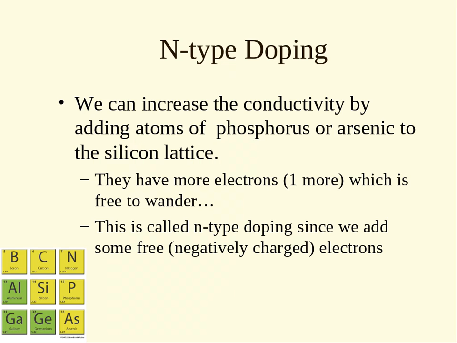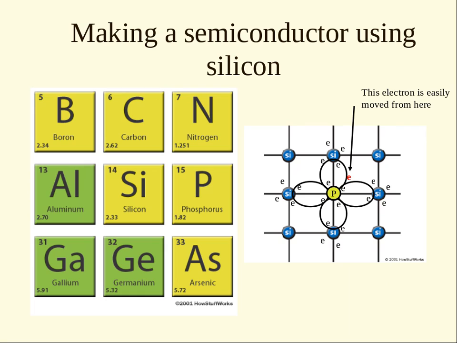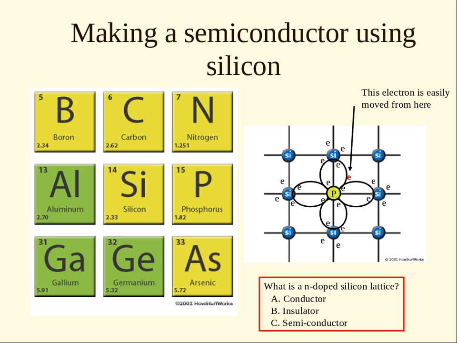So N-type doping, we increase the conductivity by adding phosphorus or arsenic. They have one more electron, which is free to wander. This is called N-type doping because we're adding some negatively charged electrons. So there's phosphorus with an extra electron, and this guy can just freely move about because he's just floating around by himself. So this is more of a conductor or semiconductor depending on how much phosphorus we add to the silicon. If we have just one phosphorus atom and then a ton of silicon, it's not going to be too conductive, but if we add a ton of phosphorus, then it'll be pretty conductive.